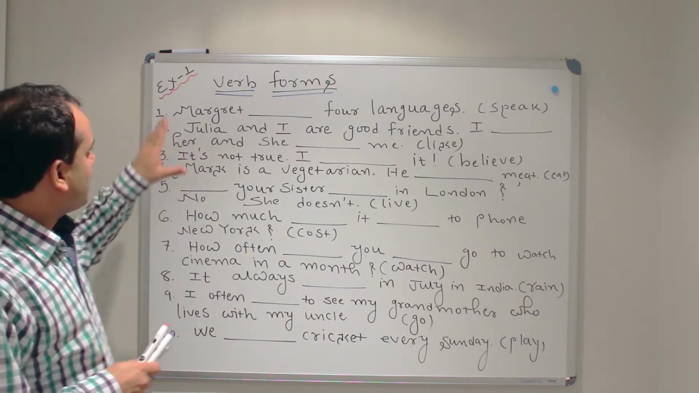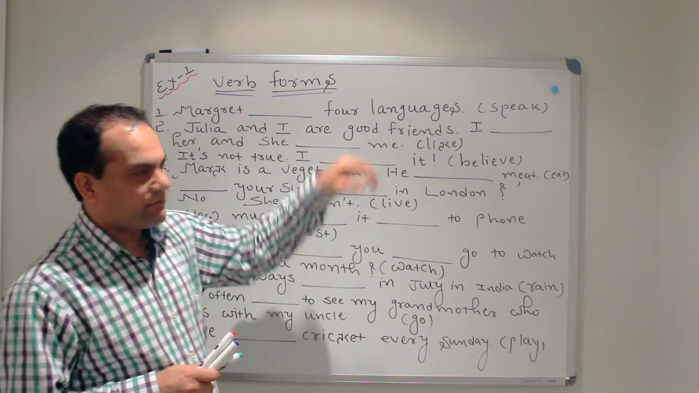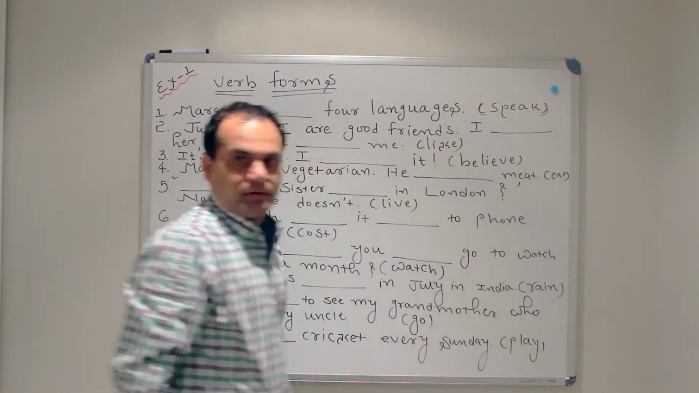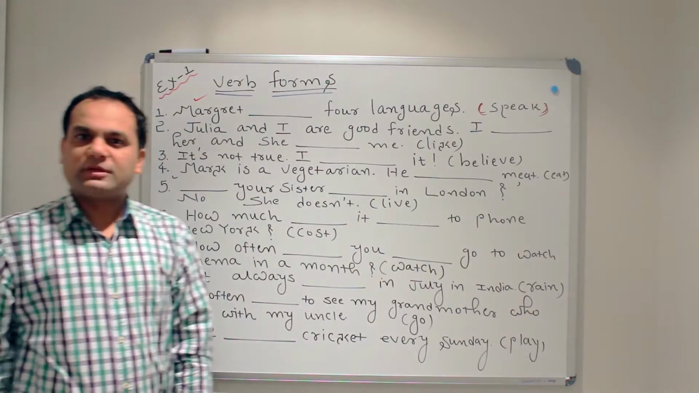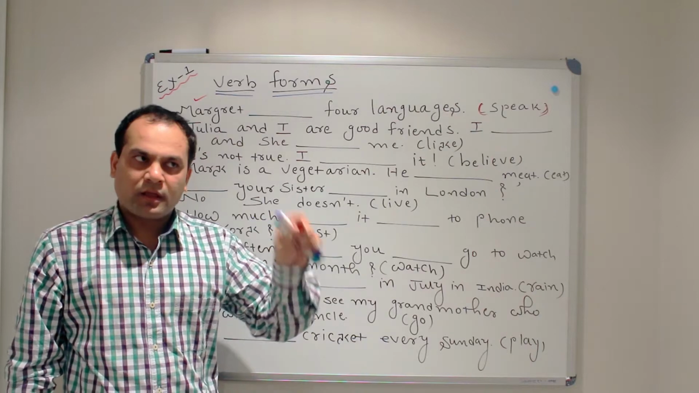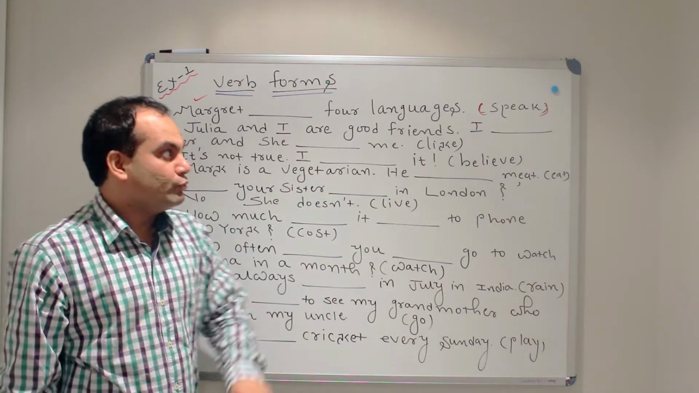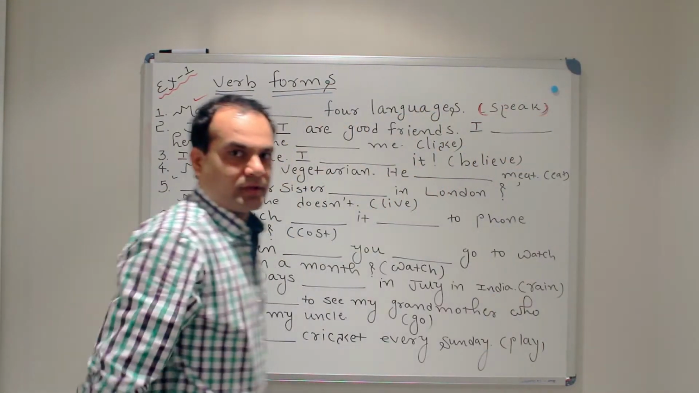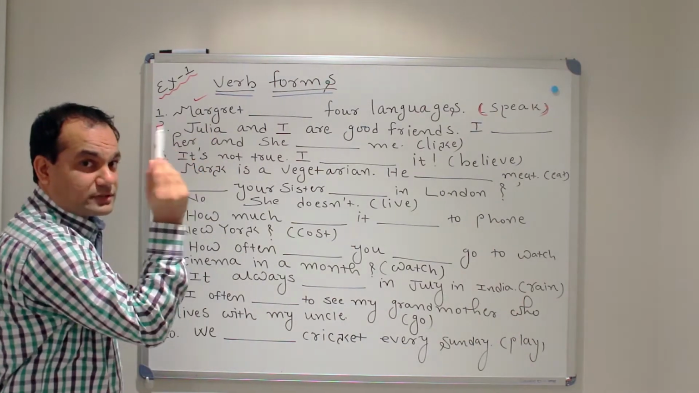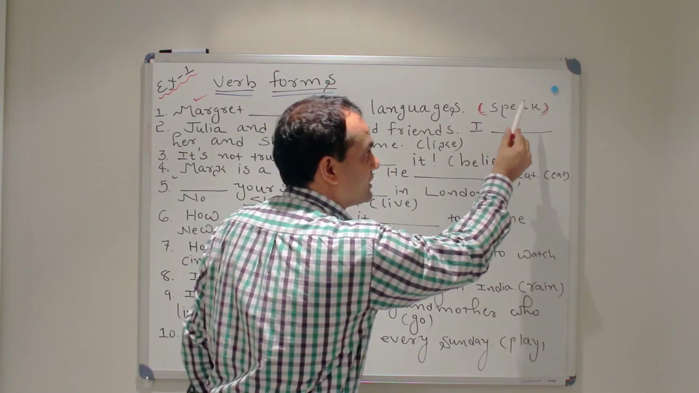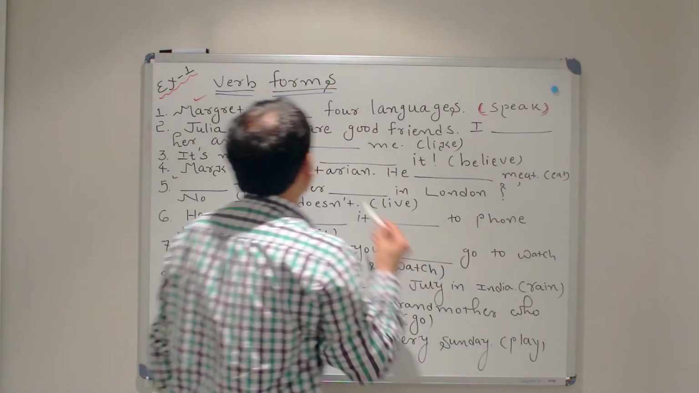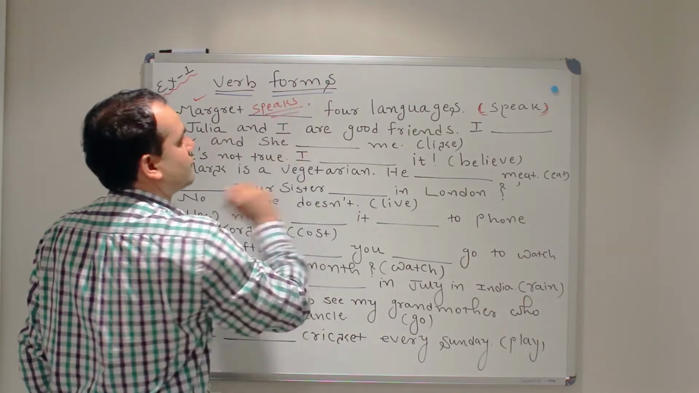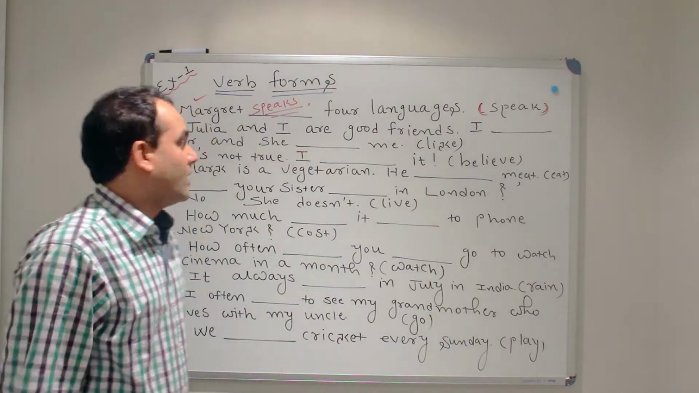So the first one is Margaret dash 4 languages, and the verb that we have to use here is speak. Now remember the rule of simple present tense. When the subject is third person singular, you have to attach either s or es behind the verb. Margaret is third person singular, so we will have to attach s or es behind the verb. So Margaret speaks 4 languages. Here is the right answer.